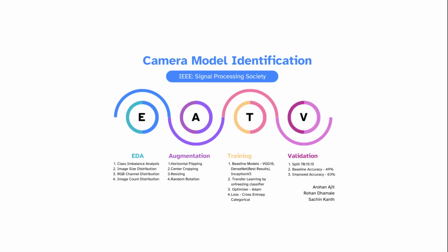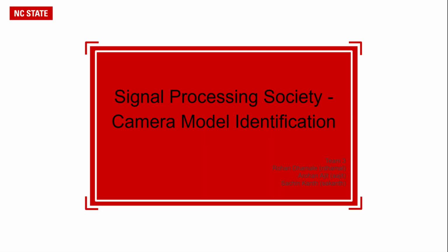So we used transfer learning by unfreezing the classifying layers, and we used the Adam optimizer along with categorical cross entropy loss functions. Lastly, moving on to validation, we split the dataset into a 70-15-15 split, which resulted in a baseline accuracy of 49%, and our particular model gave an accuracy of 63%.